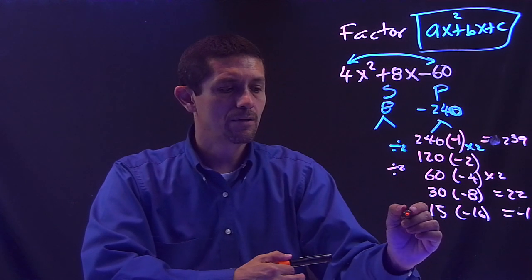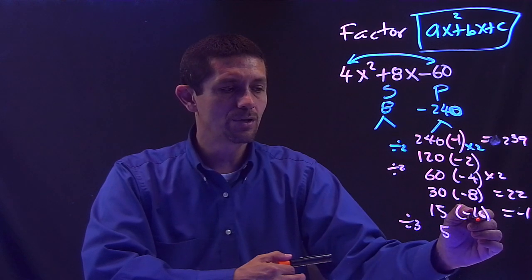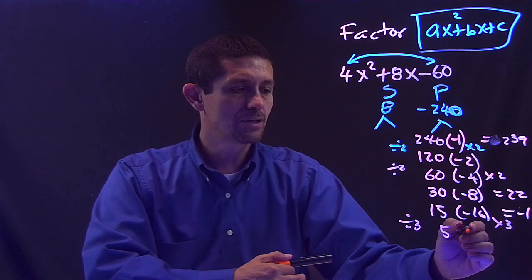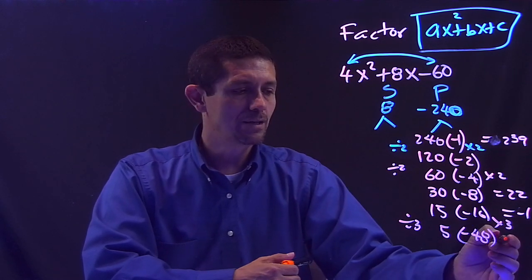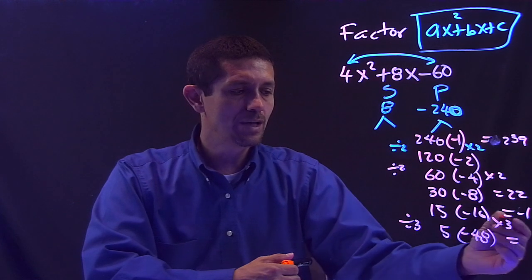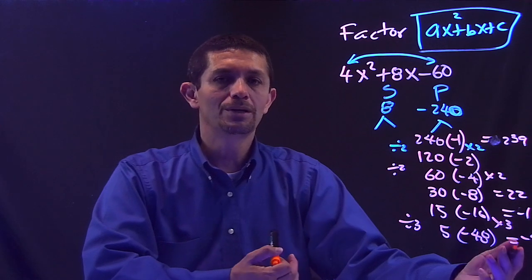No, by 3. It's going to give me 5. If I divide by 3 here, I multiply by 3 here. Times 3, that's going to give me negative 48. Okay, let's find out the sum. 5 minus 48 is negative 43. And I exploded. I went too big again.